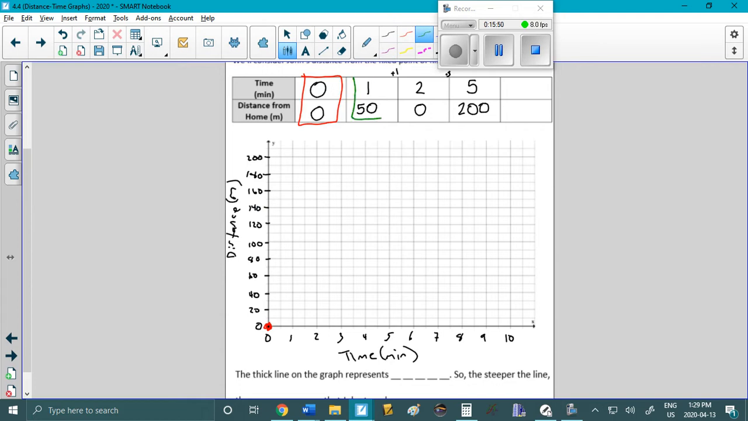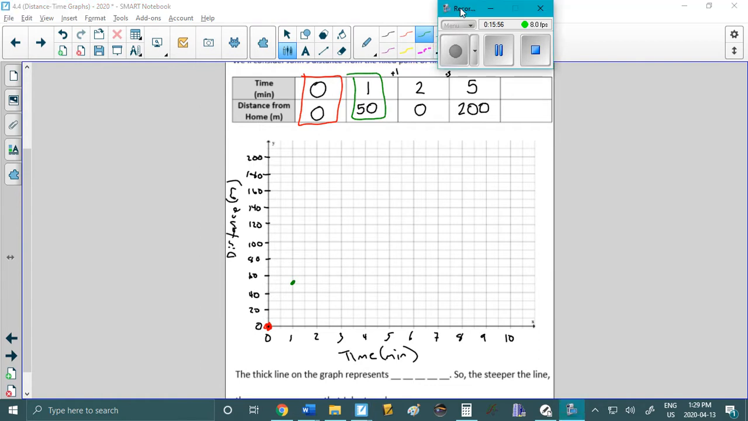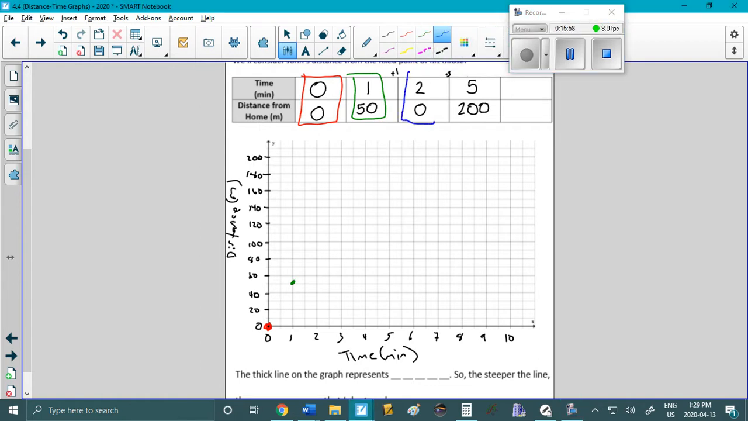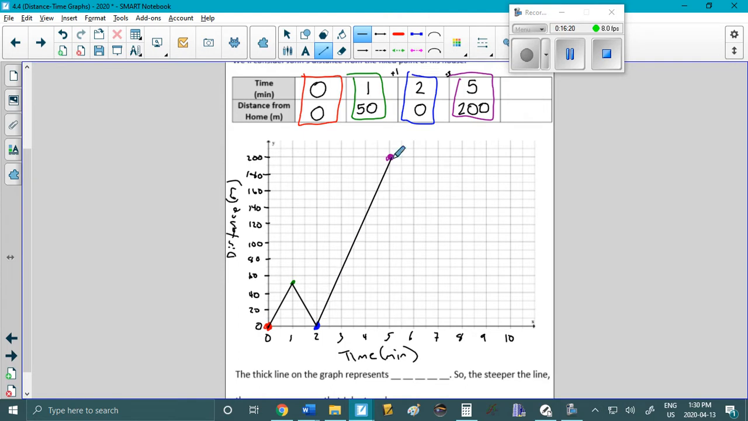All right, let's plot the rest of these points. 1 minute, 50. And then 2 minutes, back home. 5 minutes, 200. Okay. Now, you might be wondering, how does this tie in to what we did last week? Well, I'm going to show you right now. We can draw straight lines through these points and have little linear relations all over the place.